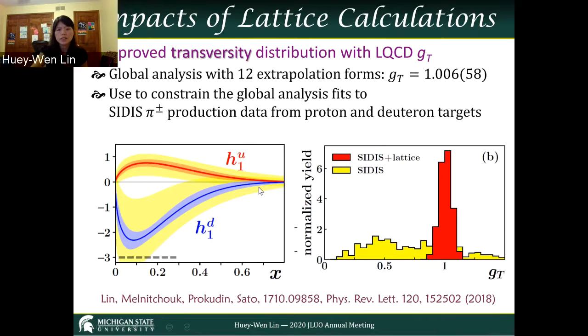So this is one of the potential impacts lattice can have. It's complementary, because g_T itself doesn't tell us the x dependence, but by combining experimental data and lattice calculation together, you can get a very nice up-quark and down-quark transversity that we haven't actually calculated directly yet.